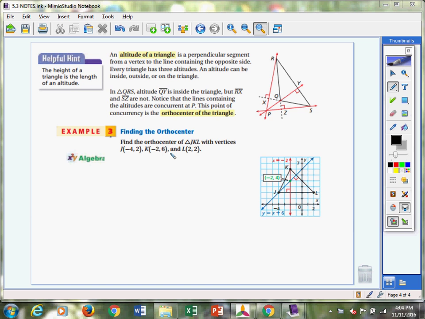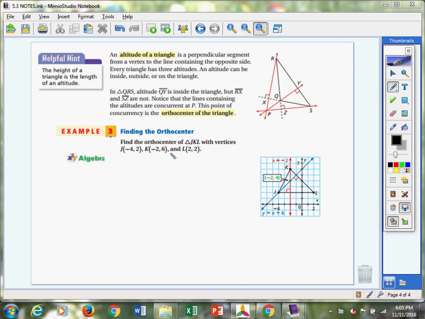To do our last example in this section. I'm probably glad there's only 3 examples in section 5.3. We're now going to talk about altitude. So earlier in this section we talked about medians, and where medians converge or are concurrent, they form something called a centroid. And we talked about that the last 2 examples. Now we're going to talk about altitudes.